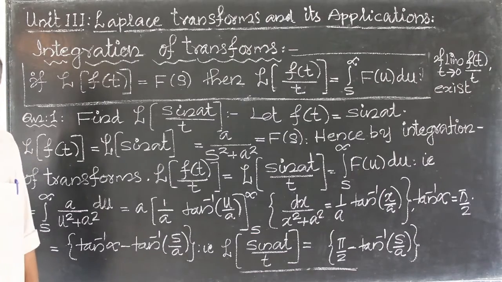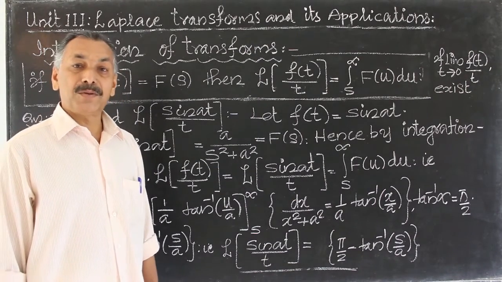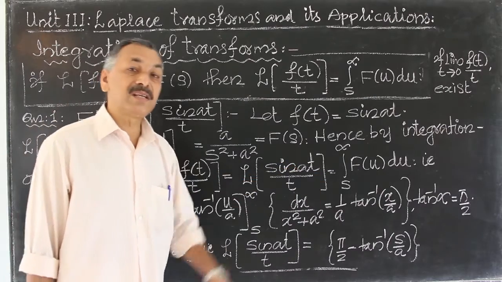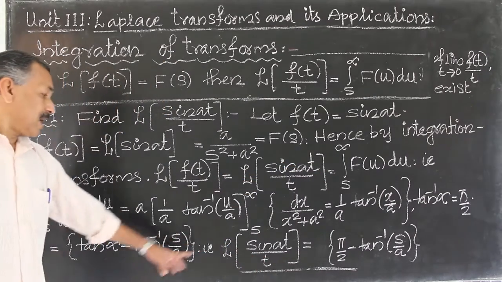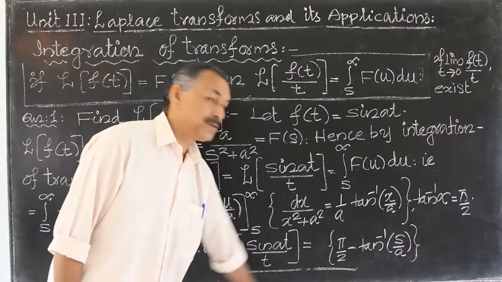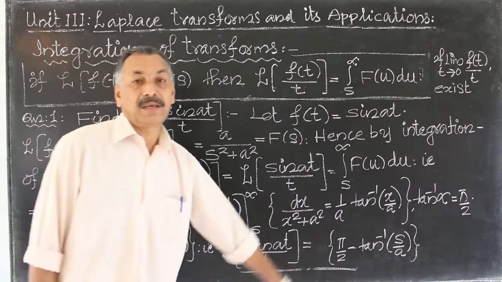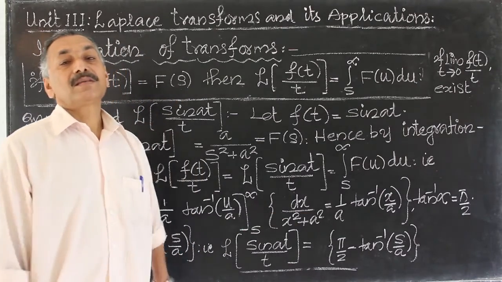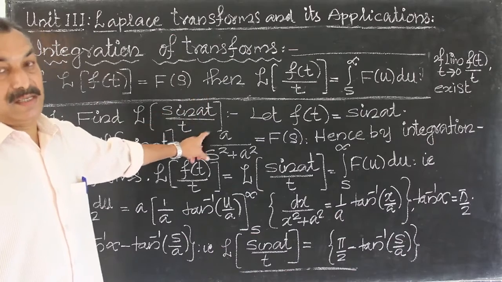What is tan inverse infinity? Tan pi by 2 is equal to sin pi by 2 by cos pi by 2, which is infinity. Therefore tan inverse infinity is equal to pi by 2. So the Laplace transform of sin a t by t, that is f of t by t, is equal to pi by 2 minus tan inverse s by a.